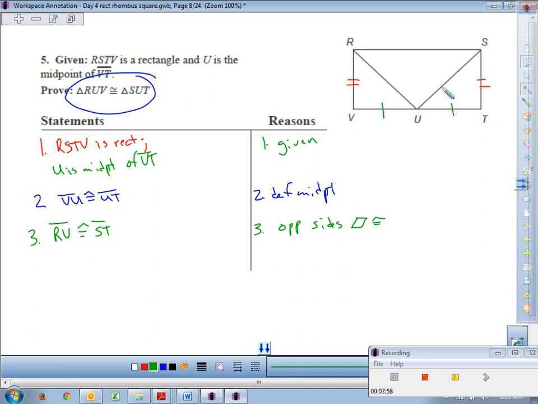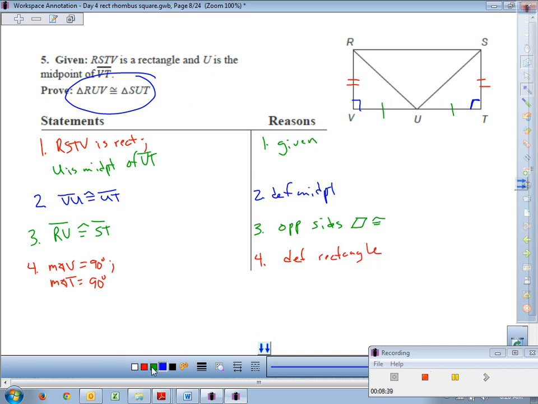And now it looks like I got a couple sets of sides. I can get some angles real easy because this is a rectangle, so shouldn't all 4 angles be 90 degrees? These are the 2 that I'm really concerned about. So here's what we got to say. We're going to say that the measure of angle V equals 90 degrees, and the measure of angle T equals 90 degrees. Reason: because that's the meaning of a rectangle. That's the definition of a rectangle right there.